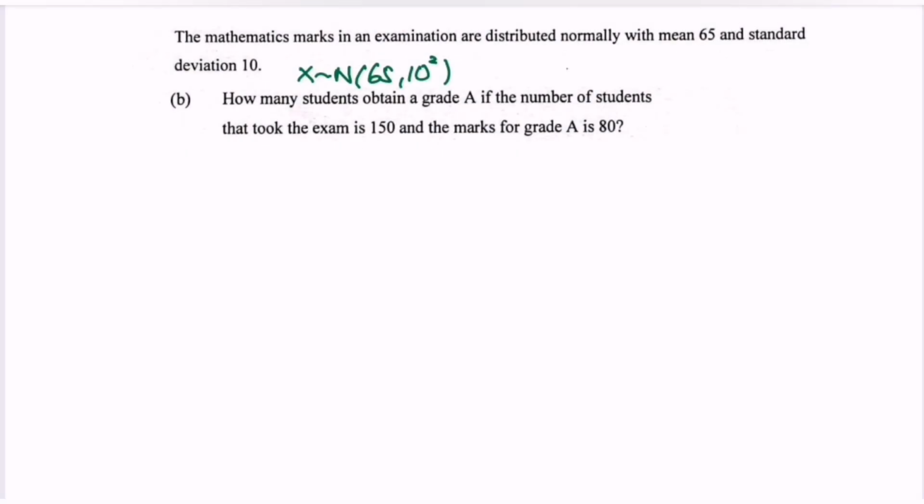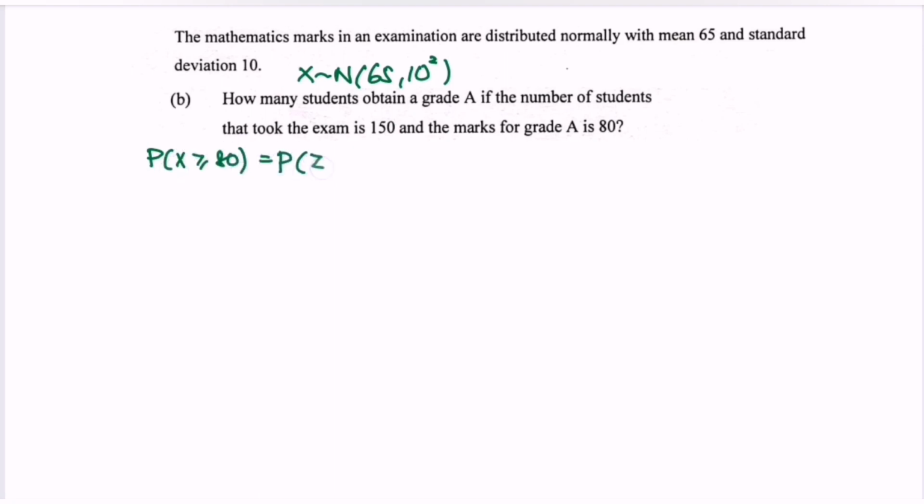Kindly refer to part B. How many students obtain a grade A if the number of students that took the exam is 150 and the mark for grade A is 80? So now we have to find the situation for grade A. Just now was the passing mark, and this one is the grade A.